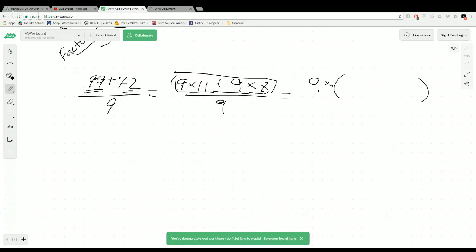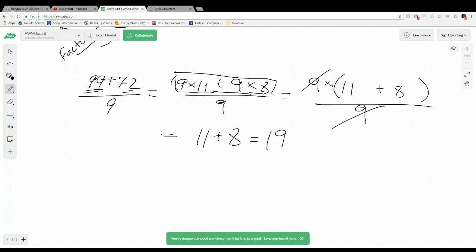We take it out times, now we open parentheses. What are we left with in the first group? Well, we're left with an 11. What are we left with in the second group? An 8. There we go. Over 9. And now the 9's cancel, right? Because we're multiplying by 9, then dividing by 9. So if you multiply by 9, divide by 9, nothing happens, right? So you can cancel those. And you're left with 11 plus 8, which is 19.